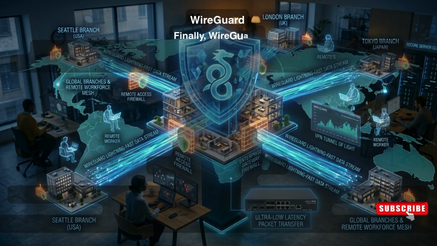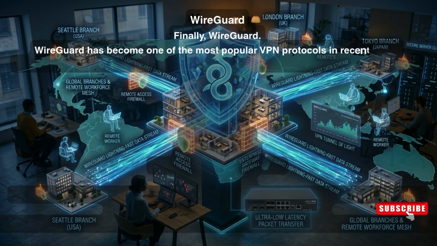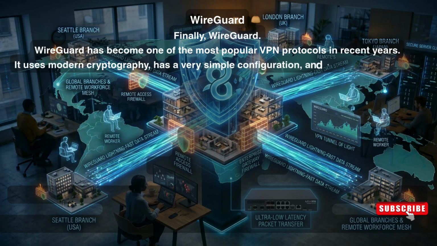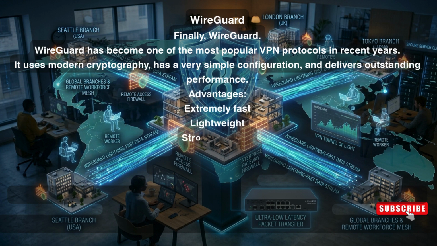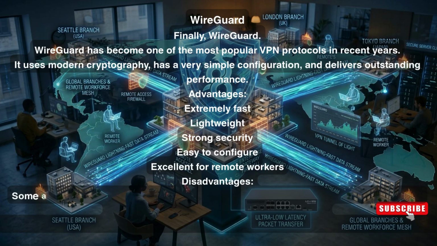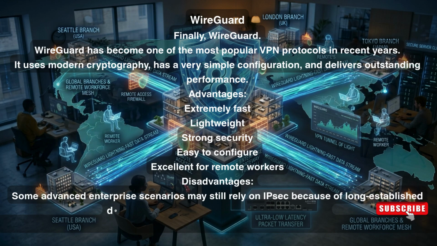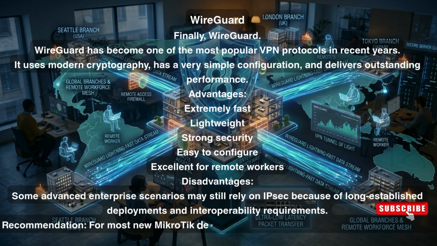WireGuard. Finally, WireGuard. WireGuard has become one of the most popular VPN protocols in recent years. It uses modern cryptography, has a very simple configuration, and delivers outstanding performance. Advantages: extremely fast, lightweight, strong security, easy to configure, excellent for remote workers. Disadvantages: some advanced enterprise scenarios may still rely on IPsec because of long-established deployments and interoperability requirements. Recommendation: for most new MikroTik deployments, WireGuard is the best overall choice.